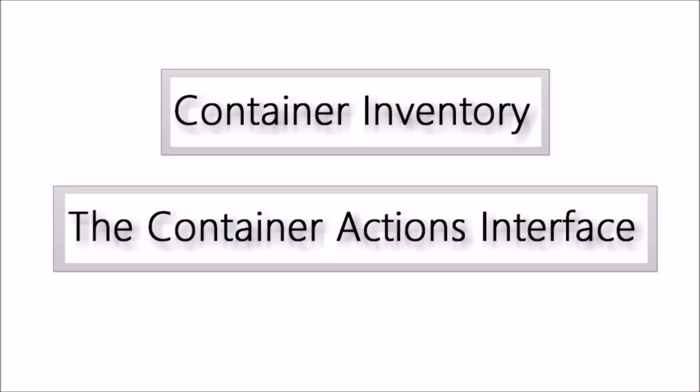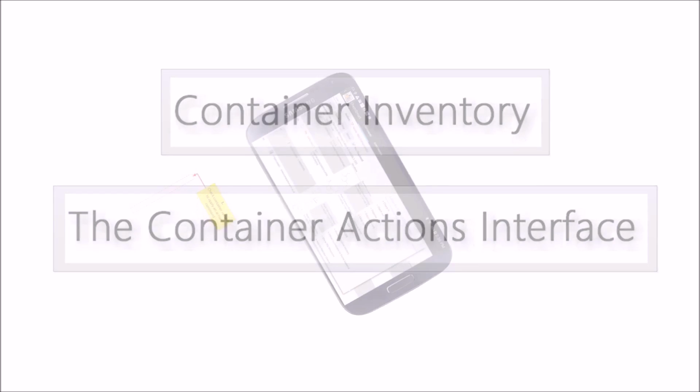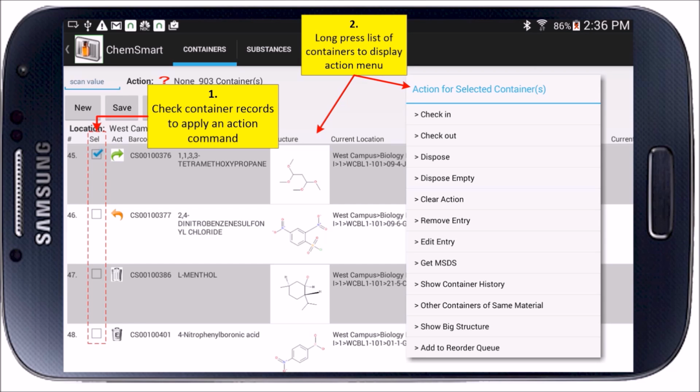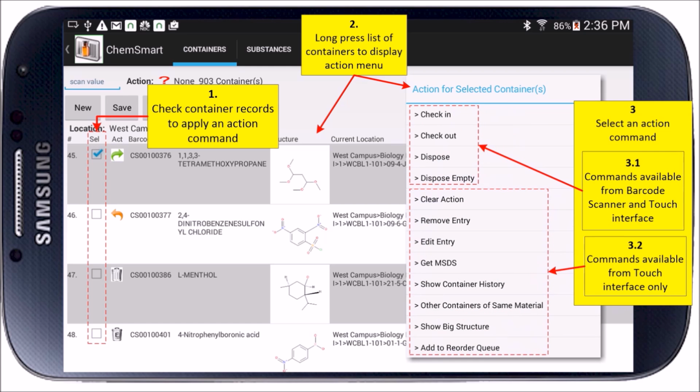The touch interface of the Container Actions subsystem consists of 3 primary features. The first is the checkbox column which allows the selection of container records against which inventory actions are performed. The second is the Container Action menu which is displayed by long touching the list of containers. The Container Action menu is divided into 2 categories. Those which consist of the most common actions which are available both in the touch interface and through the use of a barcode scanner in conjunction with a barcode command worksheet, and those available from the touch interface only.